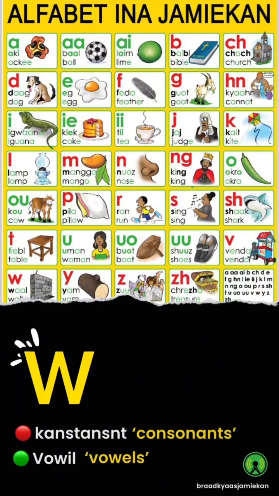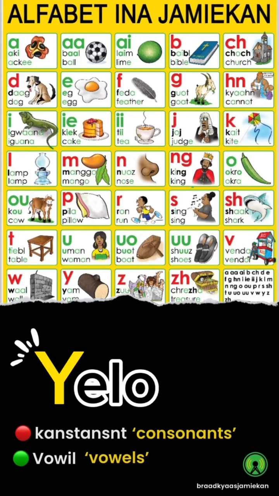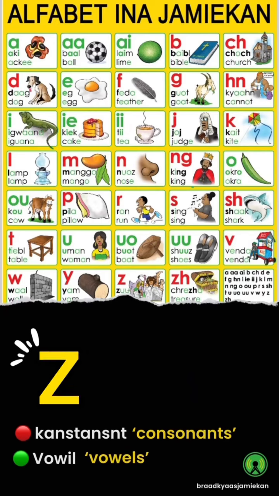You have V, the V, like in vex and vote. Then you have the double U. The double U is the same as the English double U. Wool, weight, wake. Then you have Y, yam, yellow, youth. You have the Z sound, Z, like in zoo.